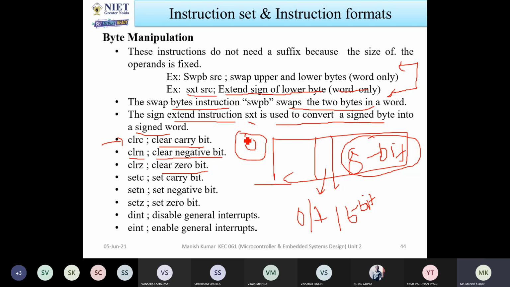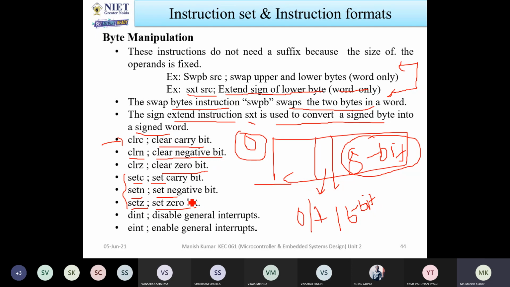Okay, clear always indicates 0, set indicates always 1. Clear or reset, both are the same in terminology. So now these 3 instructions are used for clear, and these 3 instructions are used for set. So set C, set carry bit, set N, set negative bit, set Z, set 0 bit.